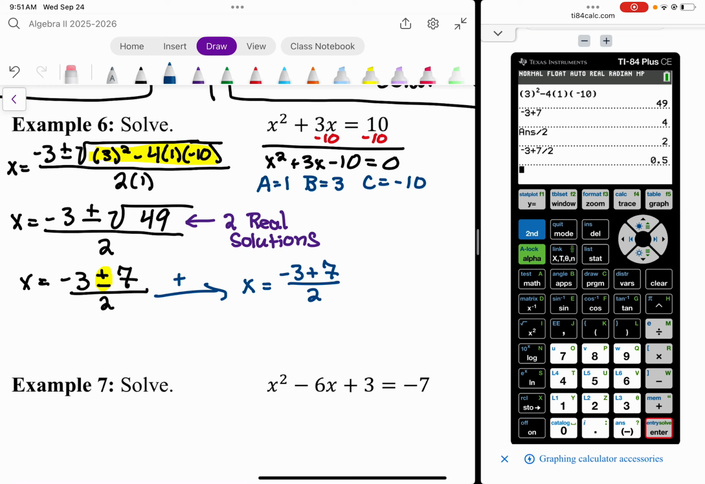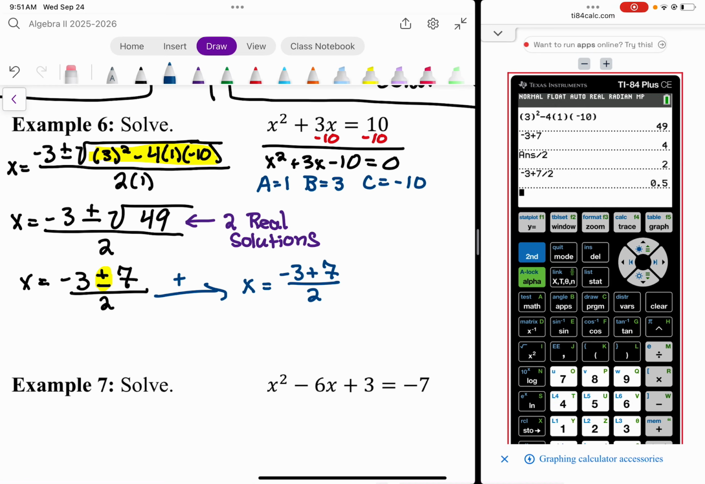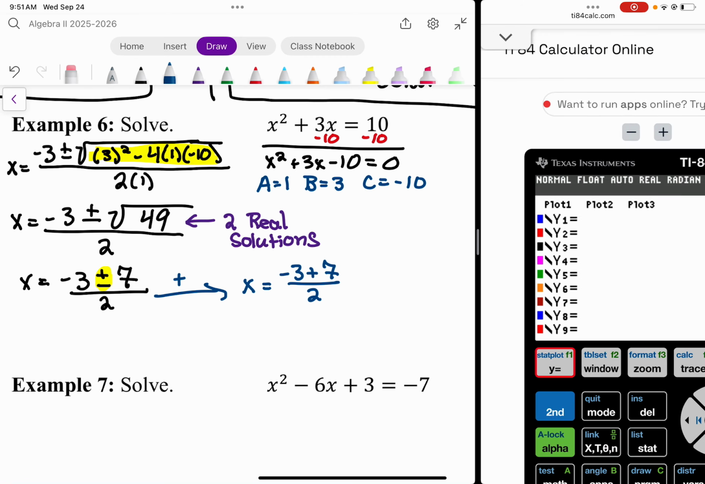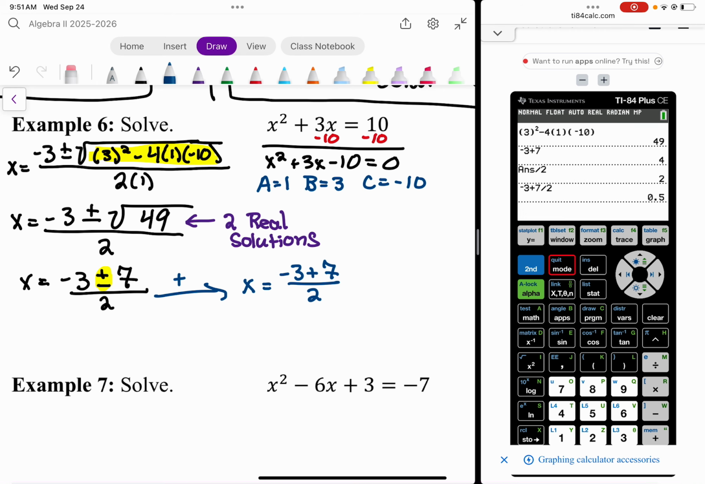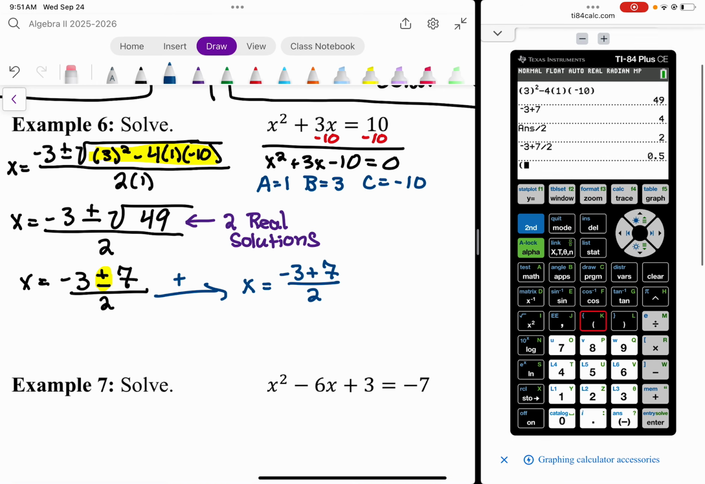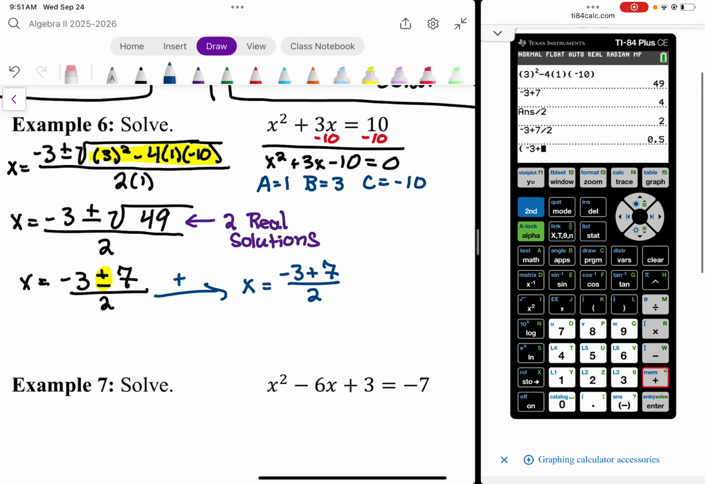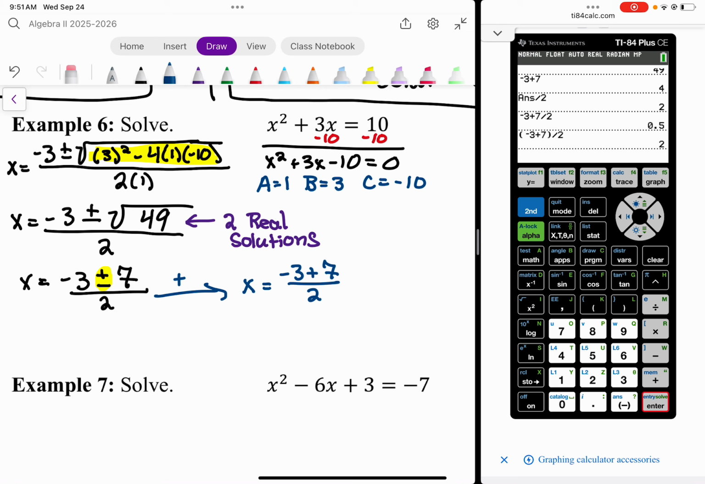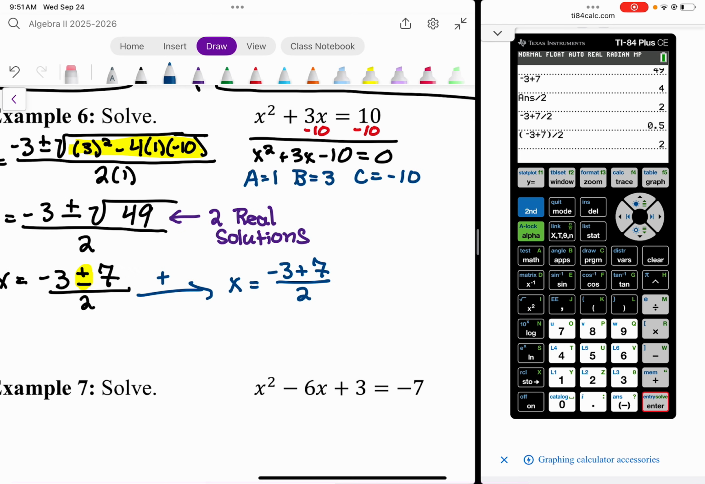And that's because your calculator divided 7 divided by 2 and then it added the negative 3 to it. So make sure you either do it in 2 separate steps like I showed before, or you use parentheses around the numerator. So negative 3 plus 7, that makes it do that first, and then you can divide by 2. So for this one, we know that it gives us the answer of x equals 2.